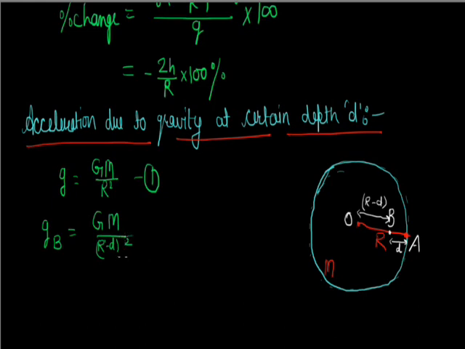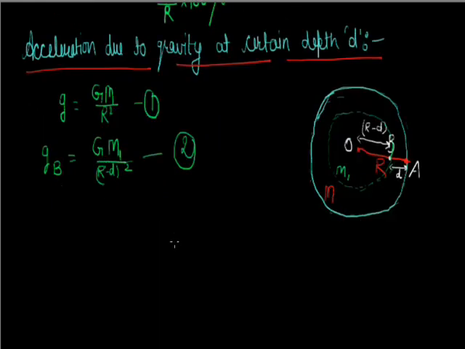No, actually there is one problem: when it is at depth d, the net effective mass of the Earth which exerts gravitation on the object placed at B will not be the complete M, it will be a certain mass. Suppose it is M1. It means the gravitational force on the object by the Earth will be due to the M1 mass of the Earth. So when we write g_d, meaning gravity at point B, which is at depth d, we'll write GM1. M1 is the effective mass of the Earth which is applying gravitational force on the object when it is placed at point B. So g_d will be GM1 upon (R minus d) whole square.